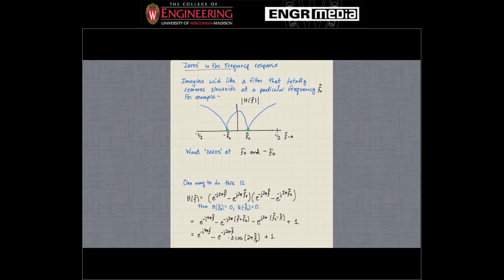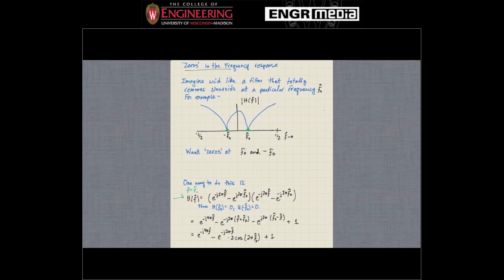Okay? So say we wanted to set out and design a filter that totally removed particular frequencies. Well, one way we could do that is just by copying this equation that I have here. And why is that? Well, note that in this equation, say we decide to look at what happens at the frequency f hat equals f naught hat.